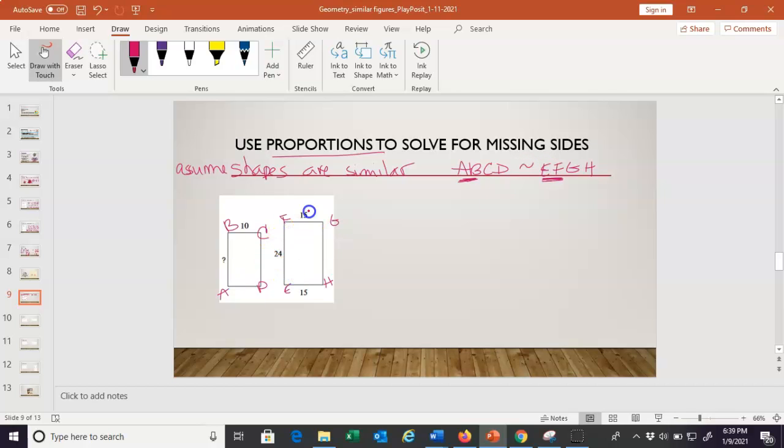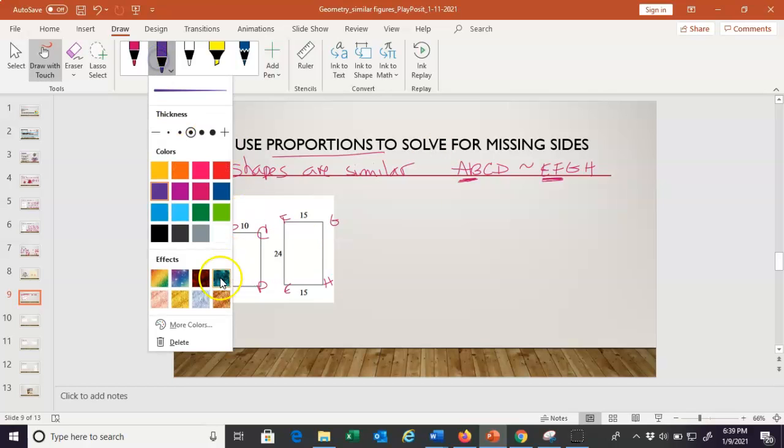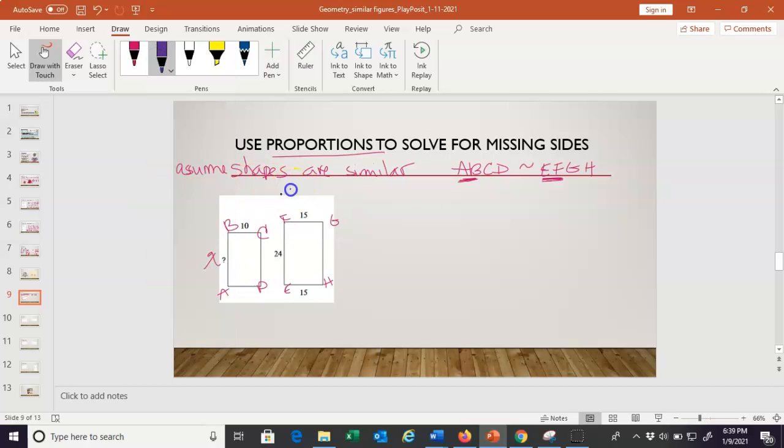AB and EF. So let's try that. I'm going to put an x here. You could keep it a question mark if you wanted to, but I'm just used to seeing an x. So we're going to do x over 24 equals, now we have two choices over here on the bigger shape, but we only have one over here. So we have to use the 10 and then match it up with the 15. We could not use this 15 for anything because it doesn't have a partner over here.